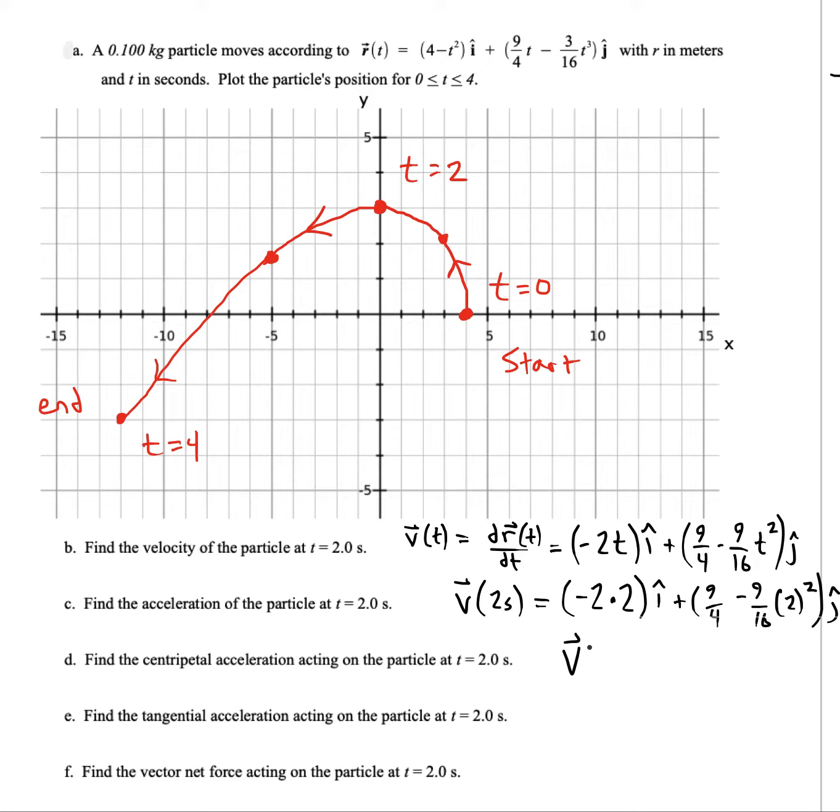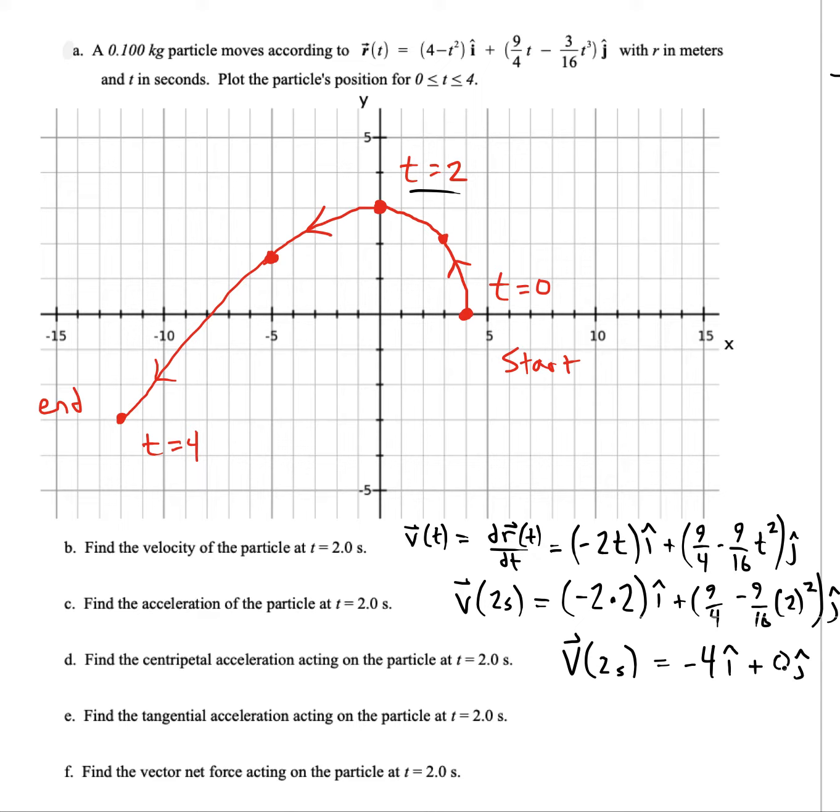Alright, so v of 2 is negative 4i plus 0j. Alright, now we want to be able to plot that. So what does it look like, and where is it located? It's going to be located at t equals 2, because that's what we plugged in.